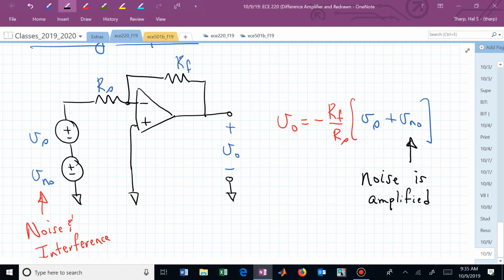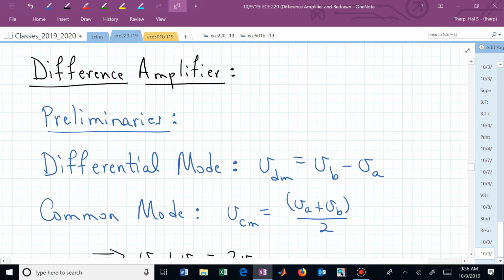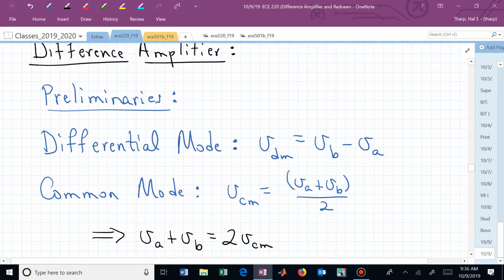So what we want to do is, if we have a couple of signals, and those two signals are really experiencing the same noise, maybe if we compared those two, we could get the signal information out by the comparison and eliminate the noise component. That's the strategy. If that's the case, let's look at this difference amplifier from a slightly different perspective. And before we do that, let's go through some preliminaries.